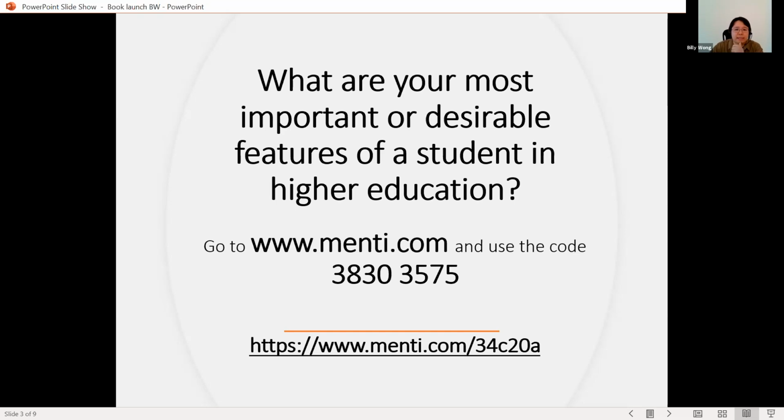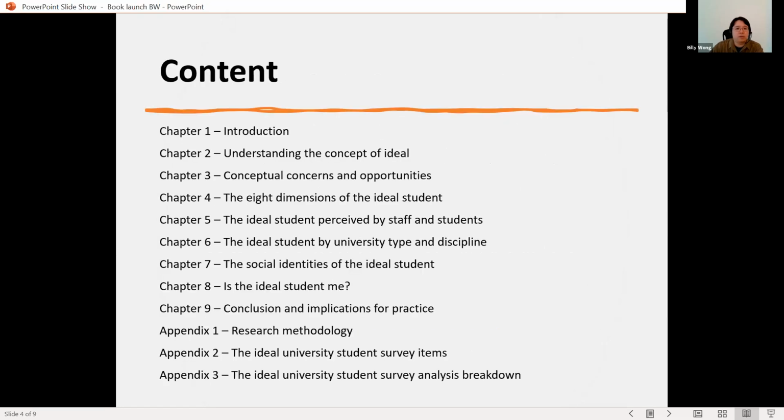So just a few more seconds, and don't worry if you're not complete. As long as you have the link open, you can always share your view, and we will come back to this a little later. So I just want to say that our book has 9 chapters and 3 appendix, and the appendix covers further details of the methodologies and the data analysis, and I highly recommend Appendix 1.